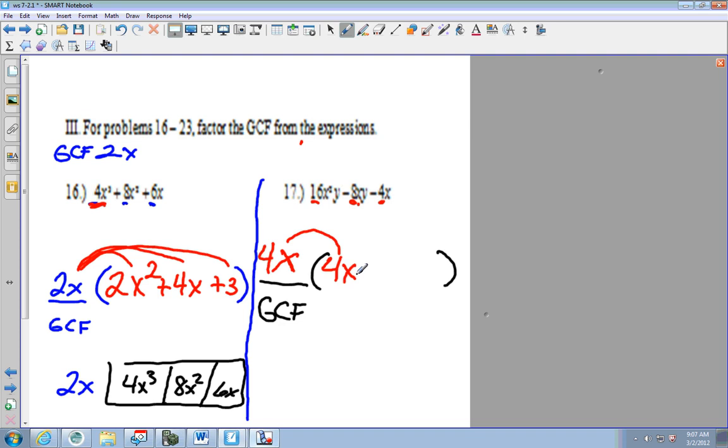What else do I need there, though? A y, because the y's got to be there. Now, 4 times what gives me negative 8? Negative 2. I need an x, but I already have the x. I need a y. Now, wait a minute. 4x times what gives me negative 4x? Negative 1. Not an x, because what's x times x? X squared. So we just factored out the GCF.